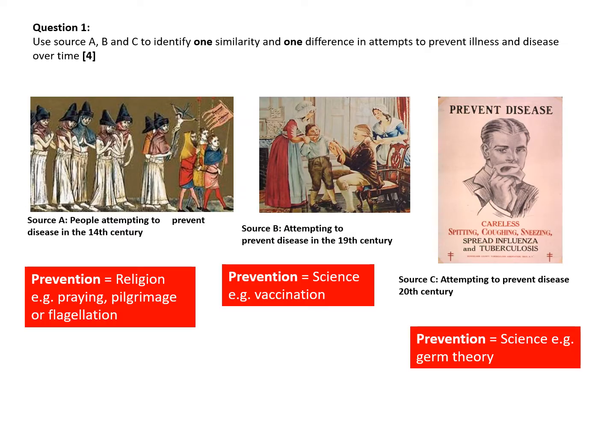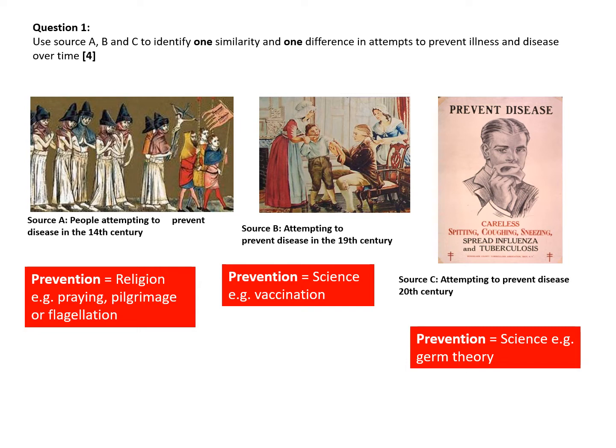Question 1 is a similarity and difference question. You get given three sources. It will always start the same way, but remember you have to highlight the focus of the question because that will change. So use source A, B and C to identify one similarity and one difference in attempts to prevent illness and disease over time. So you should have highlighted or underlined the word prevent.